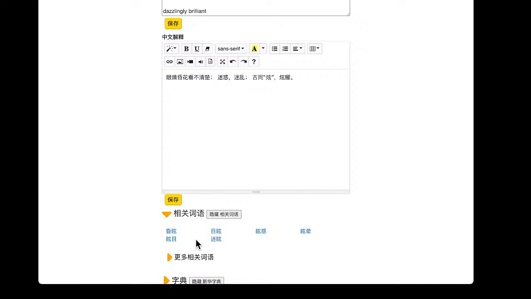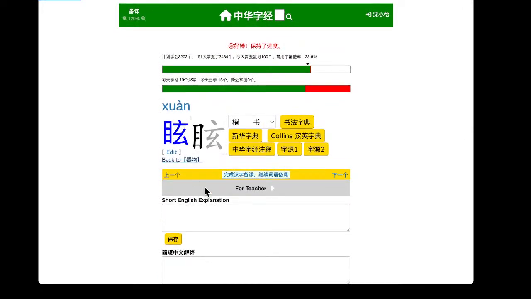Now 眩 is often used with other words like 眩晕, that means the lights are so bright that they make me dizzy. Or 昏眩, that means literally I faint and pass out. 迷眩 means my eyes are flashed so much that it makes me confused, lost my way or something. So this is 眩. All right, next one, we can go back to see the whole thing.